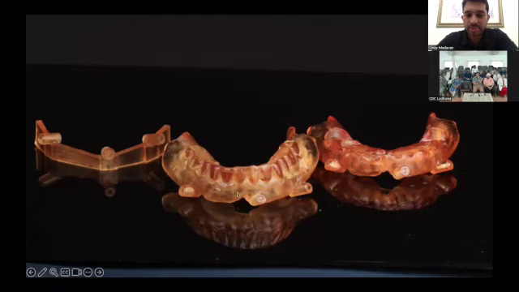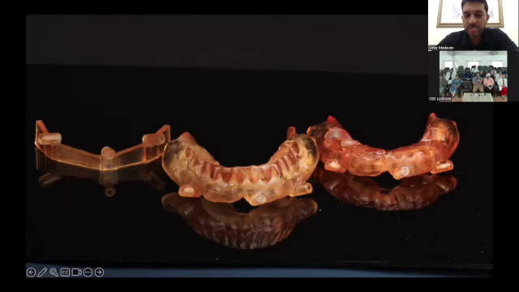So you're going to end up with a guide like this, which is called the initial guide, which helps you position these anchor pins, right? So these anchor pins help stabilize this initial guide. Once you put this guide, this is going to establish where your teeth are.